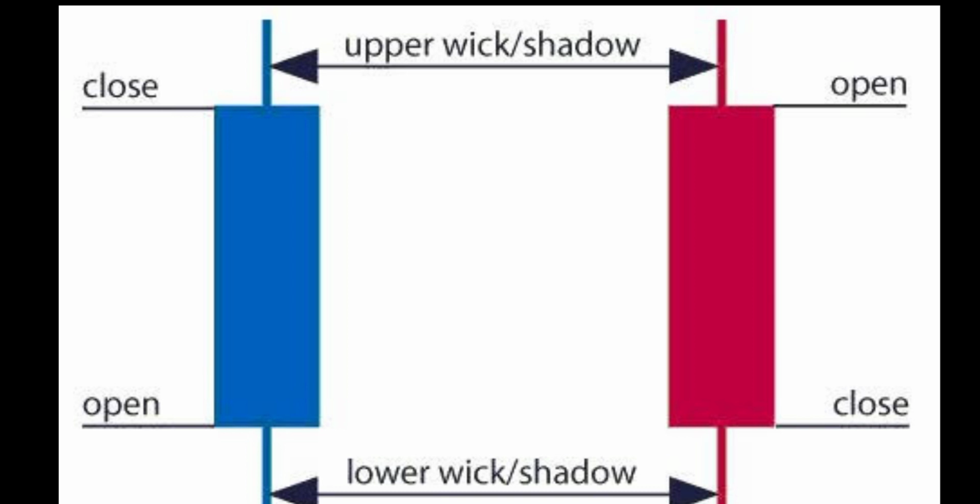Structure of a candlestick. A single candlestick consists of four main components: open, close, high, and low prices during a specific time period, which could be minutes, hours, days, etc. The body of the candle represents the opening and closing prices, while the wicks or shadows indicate the highest and lowest prices reached during the period.